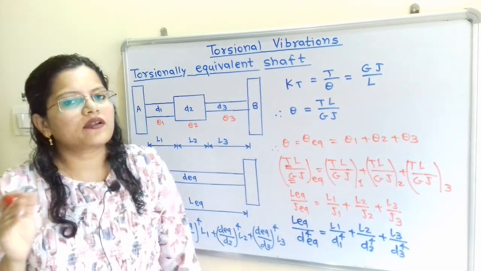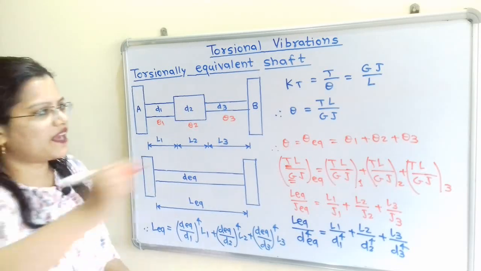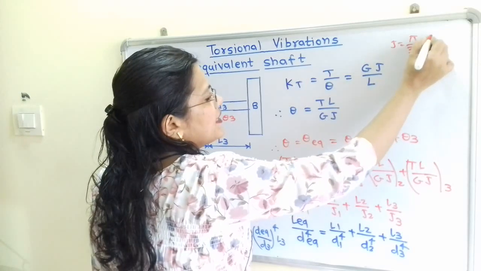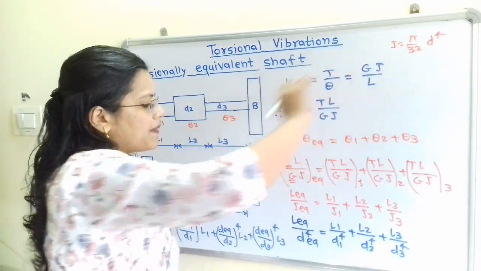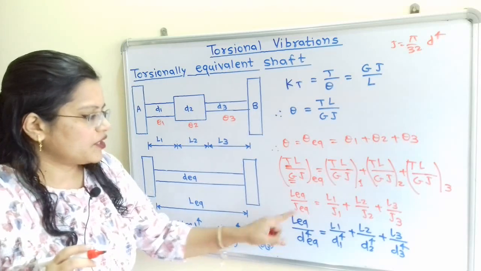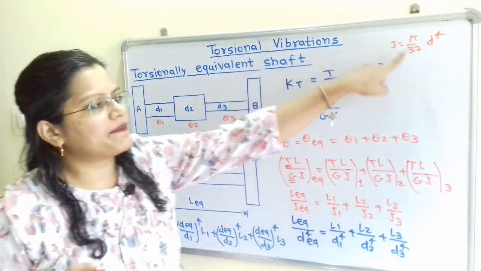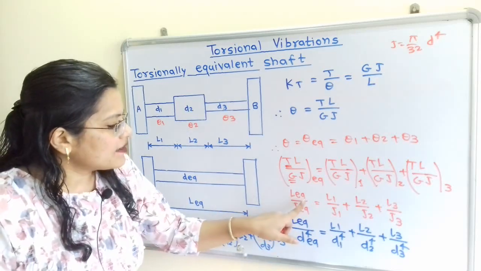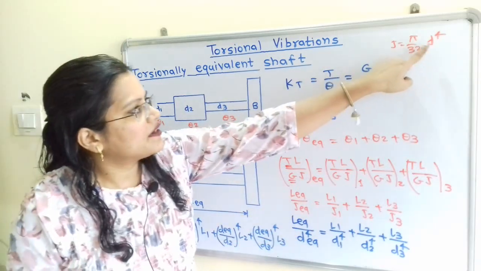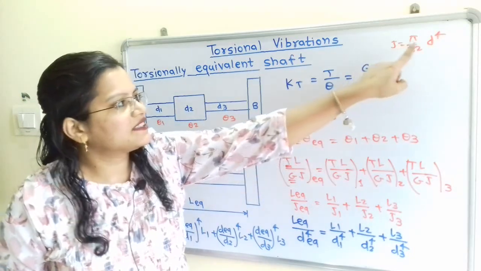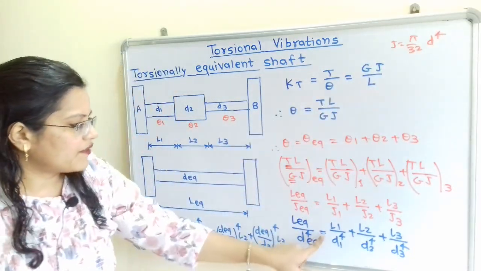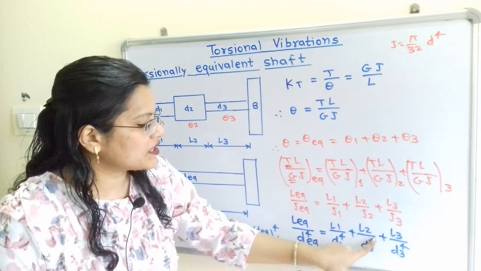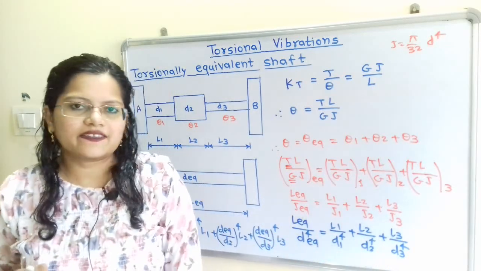That is the polar moment of inertia for this shaft, and we know that J is equal to pi by 32 d raised to 4. So this pi by 32 is a common term, and we can cancel it on both sides. What will remain? L equivalent divided by d equivalent raised to 4 is equal to L1 by d1 raised to 4 plus L2 by d2 raised to 4 plus L3 by d3 raised to 4.